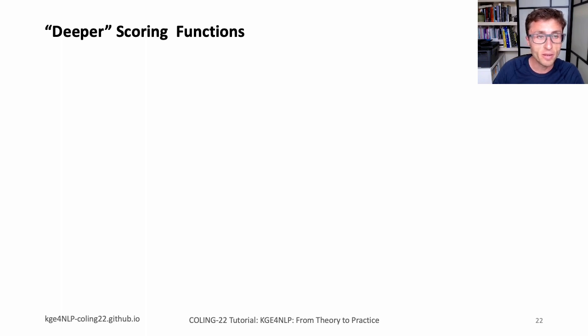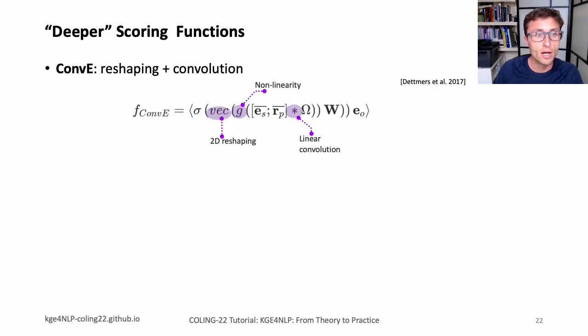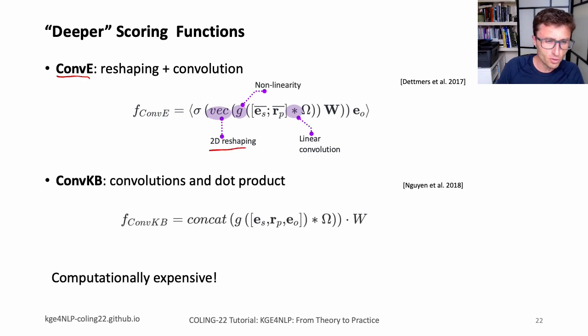It's worth pointing out that there are other methods with deeper scoring functions, one of them being ConvE, convolutional embeddings, which uses convolutions on 2D representations of the triples in the knowledge graph. There is also an extension of ConvE called ConvKB that uses a combination of convolutions and dot product. Now, the problem with these deeper methods is that they are computationally expensive, so training them takes way longer than the methods that I described earlier on.